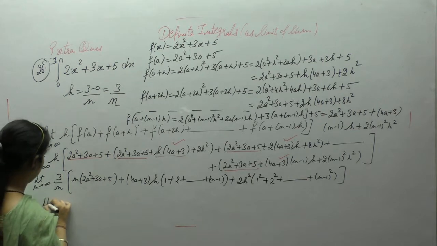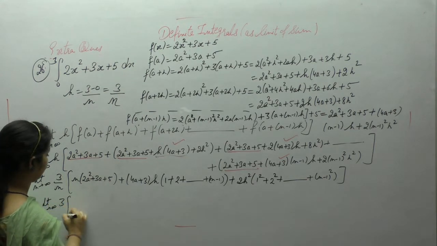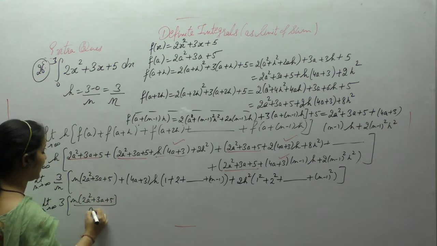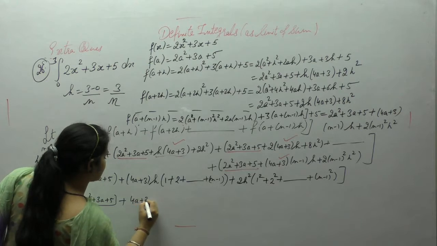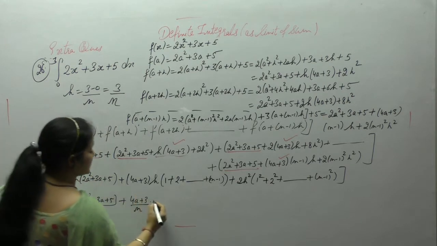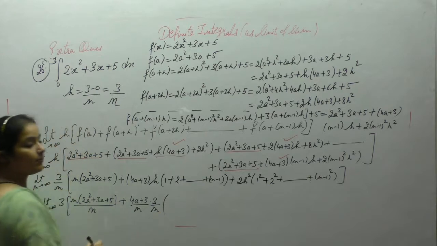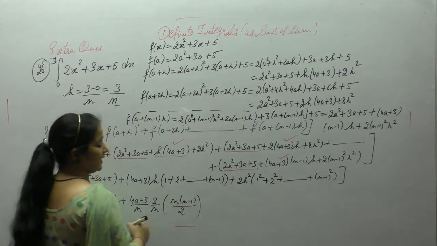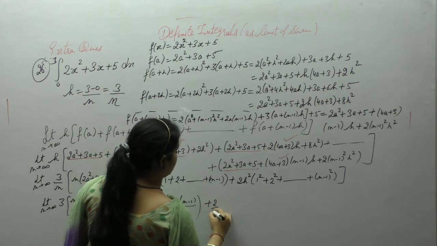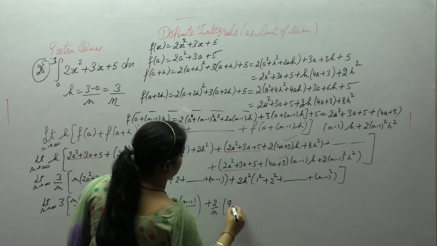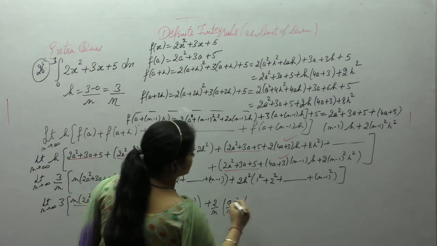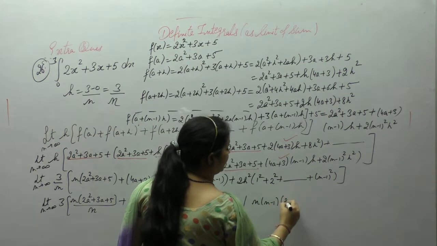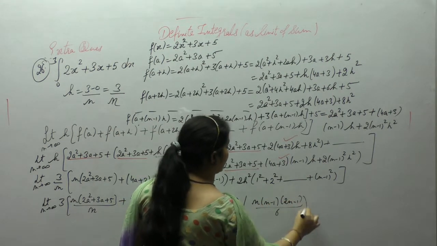Now limit n tends to infinity, 3 by n times: n times (2a square plus 3a plus 5), plus (4a plus 3) by n, where the value of h is 3 by n, the sum of n minus 1 terms of AP is (n minus 1) by 2, h is 3 by n, and the sum of squares of n minus 1 terms is (n minus 1) n into (2n minus 1) by 6.